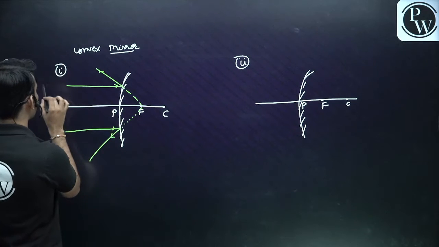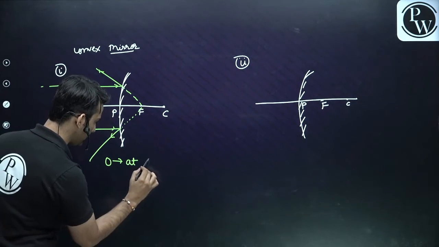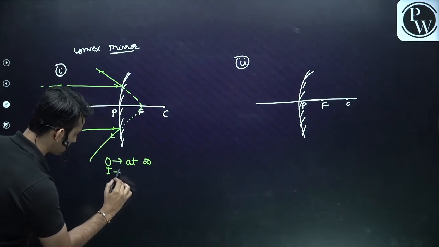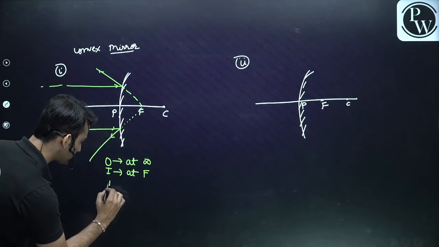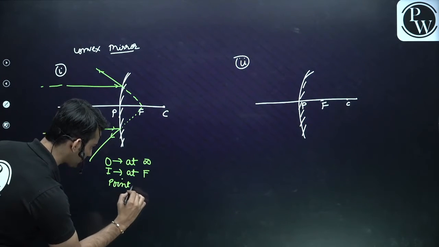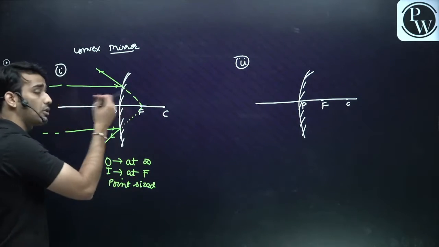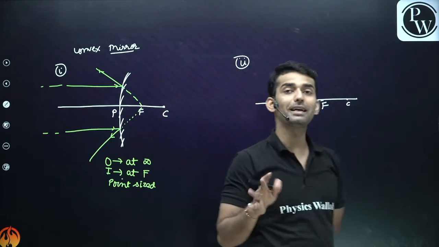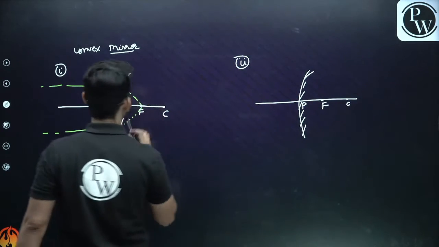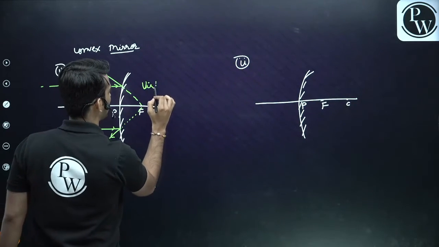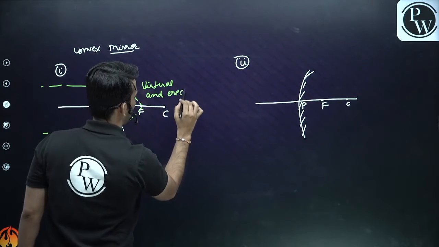So here, where is the object? First case is same. Object at infinity. Where is the image? Image at focus, and it is point size. And what is the next thing? Is it virtual or real? Rays are not meeting in actual, guys. So this is known as the virtual image. Clear? This is virtual and erect.